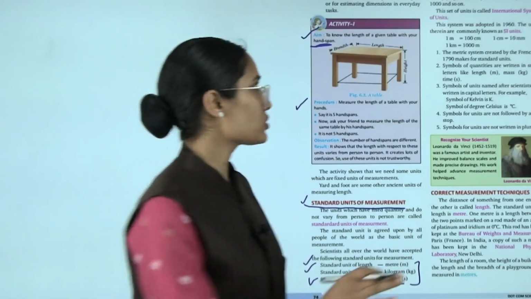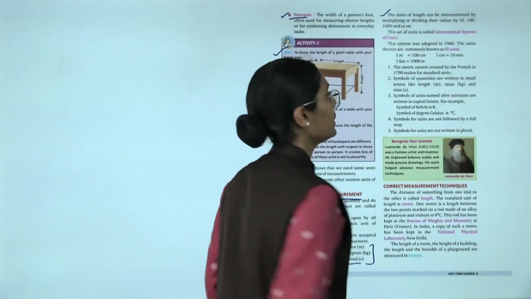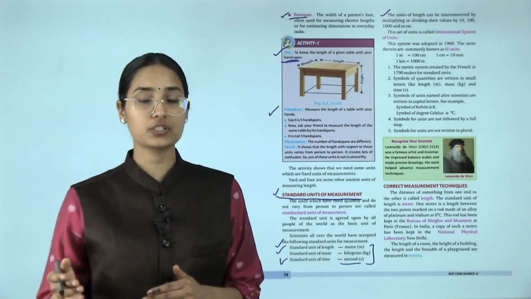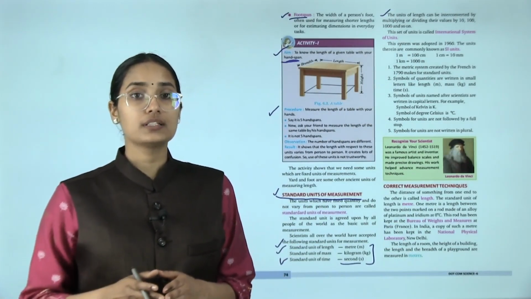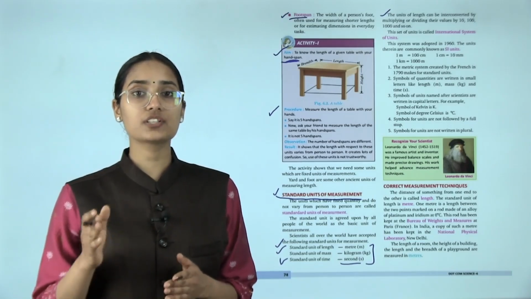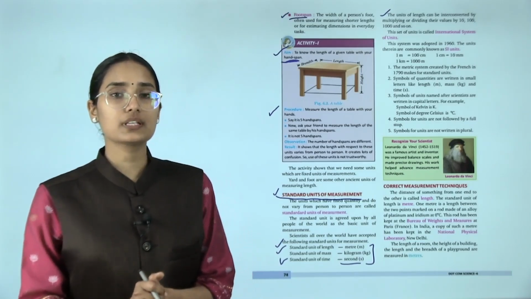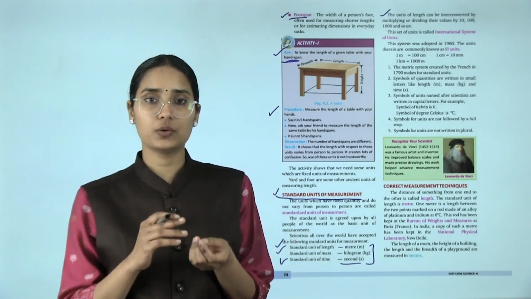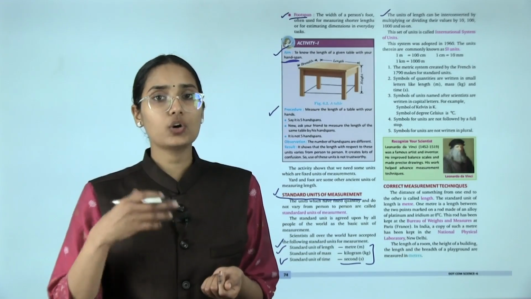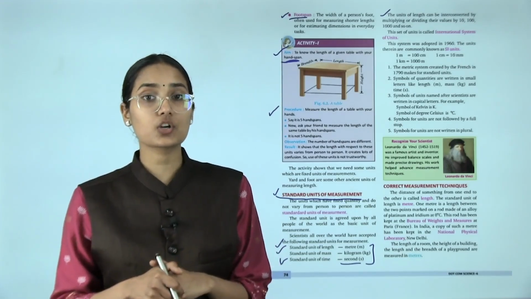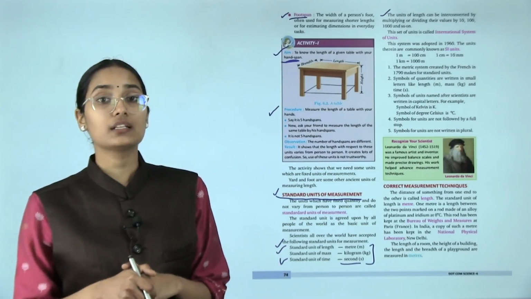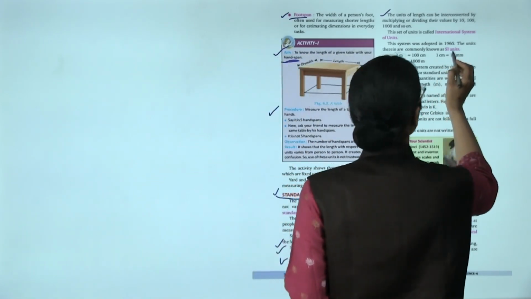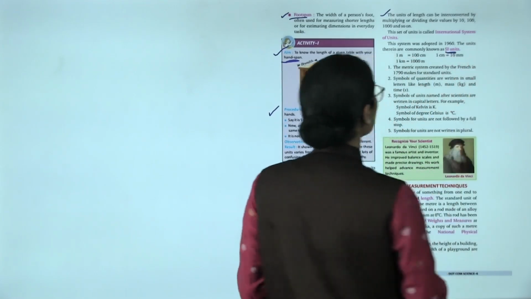So the units of length can be interconverted by multiplying or dividing their values by 10, 100, 1000 and so on. This set of units is called the International System of Units. So basically the length can be interconverted by multiplying or dividing. Now this system was adopted in 1960 and the units therein are commonly known as SI units, right. This is called the SI units.